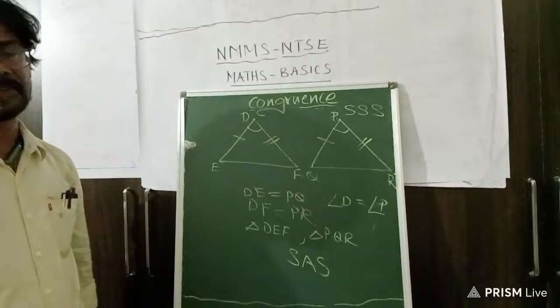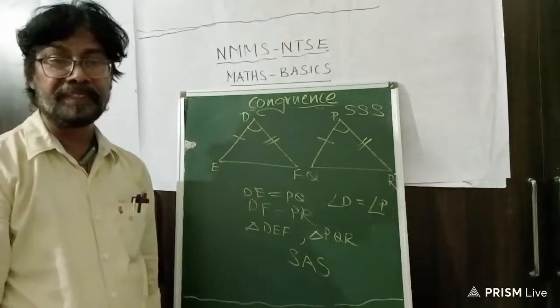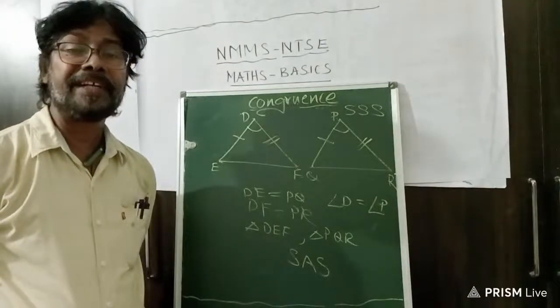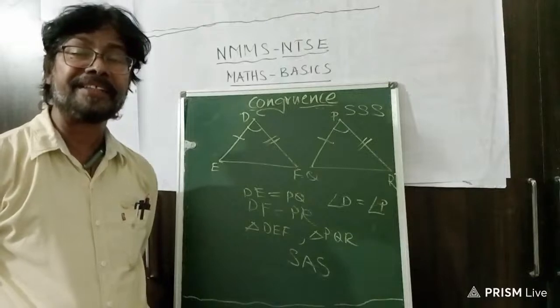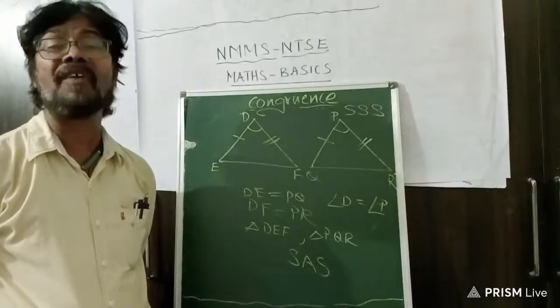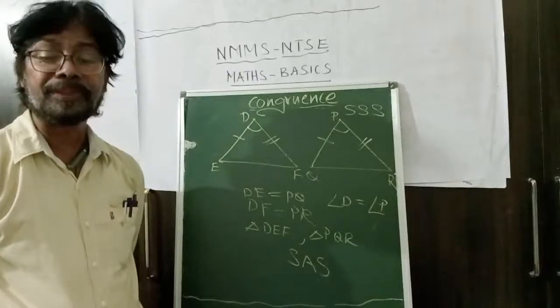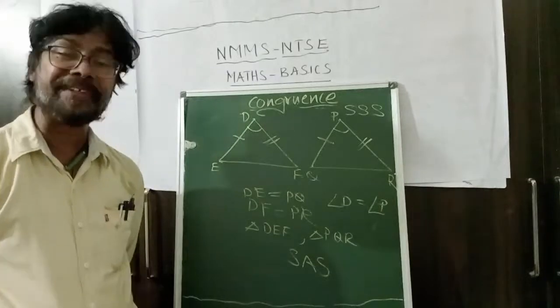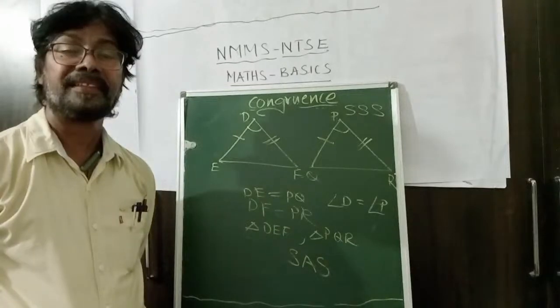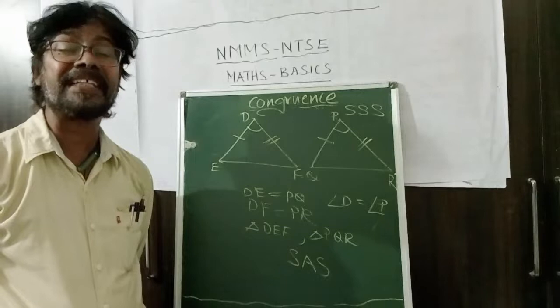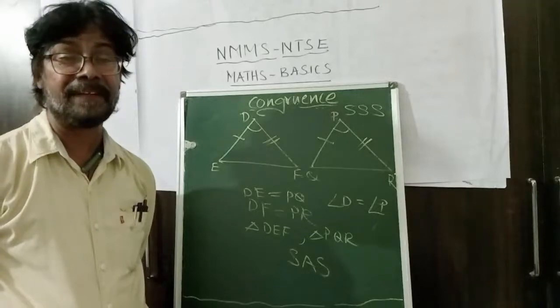Yes, principle. And if two sides and the angle between them of a triangle are equal to the two sides and the angle between them of another triangle, then both the triangles are congruent to each other.